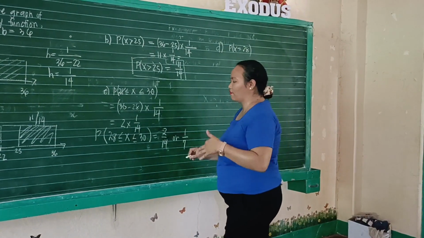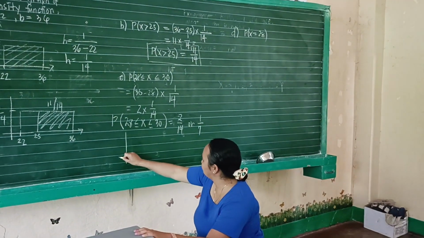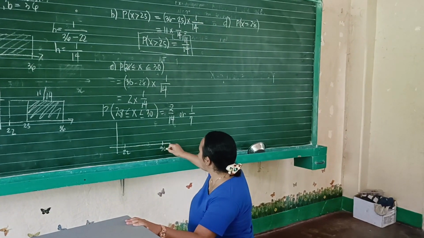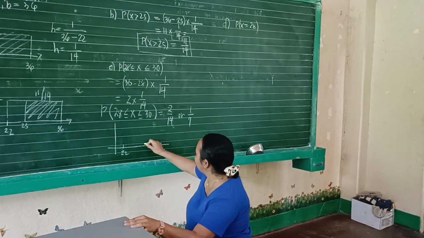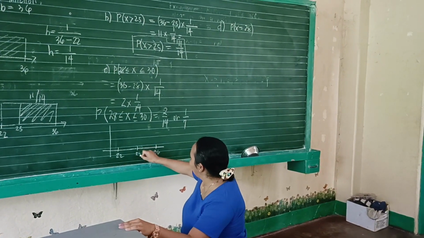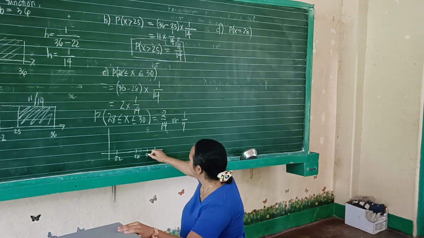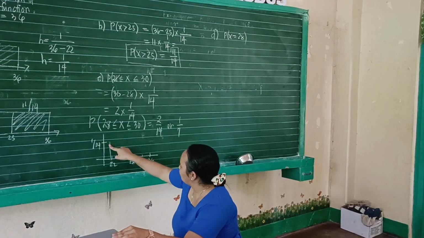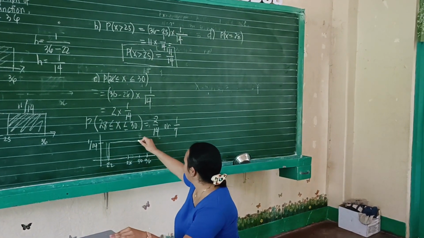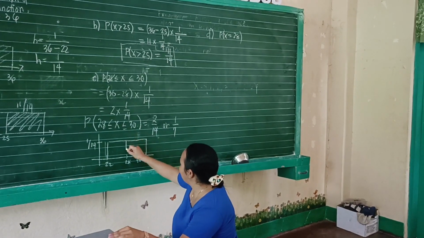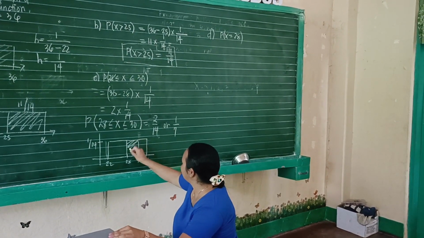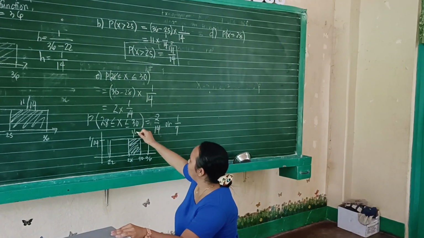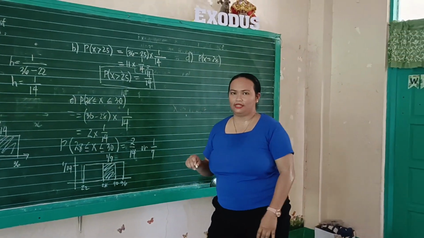In a graph, so buta na to, na-address si 22, 36, na-address si 28, and na-address si 30, na-address si 1 over 14. Naara siya very dapit in between sa 28 and 30, which is 1 over 7 nga probability.